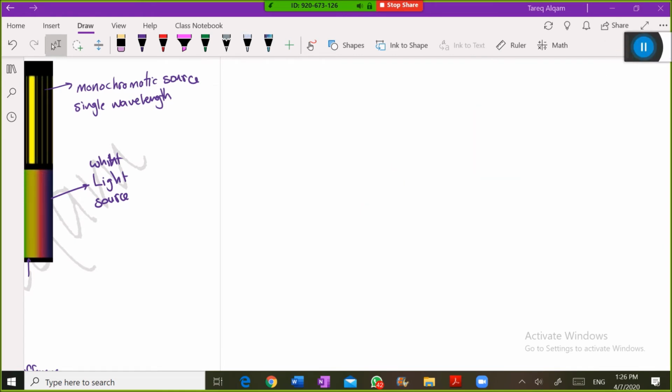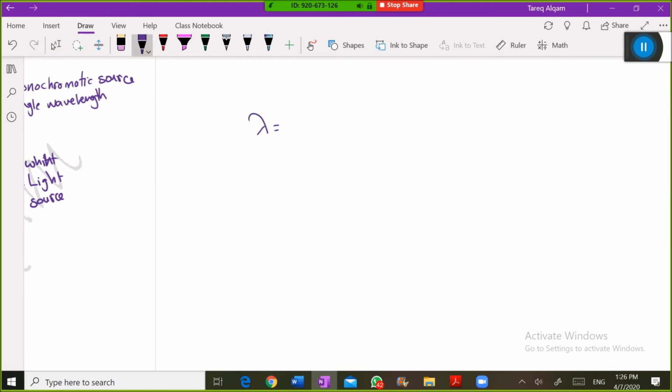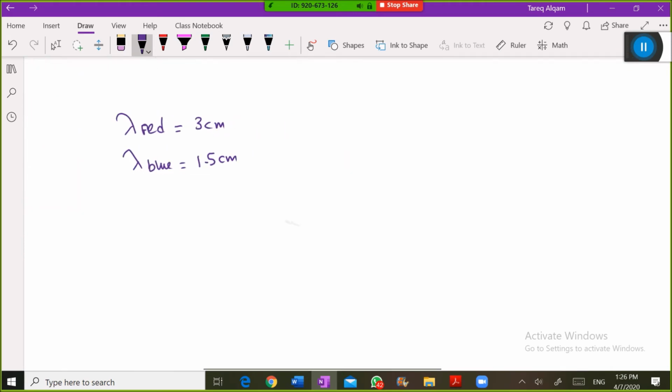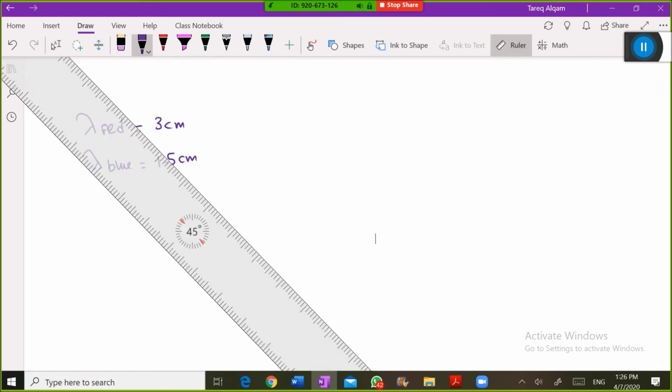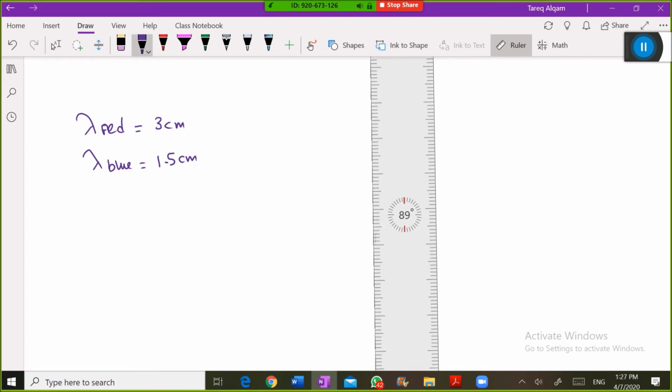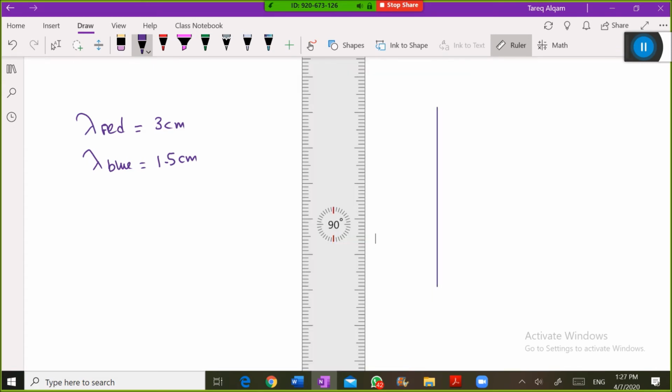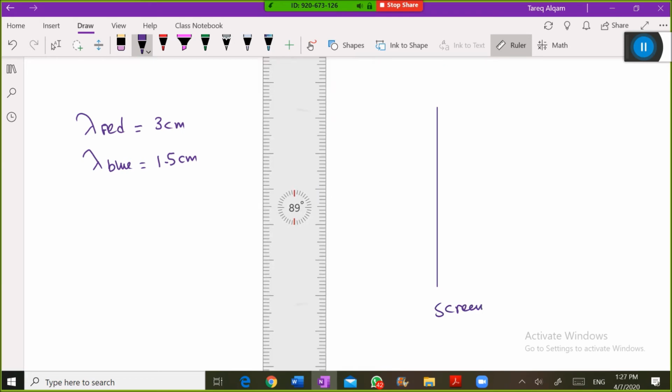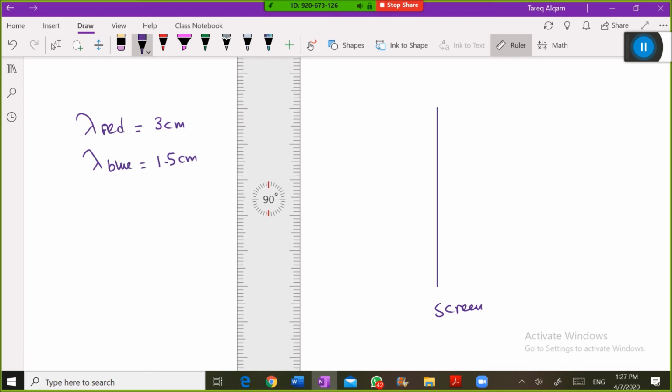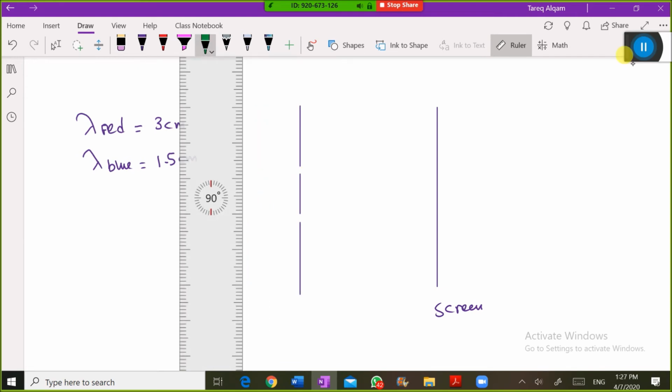Let's say, roughly speaking, and of course this is wrong, the wavelength for the red is 3 centimeters, and the wavelength for the blue is 1.5 centimeters. This is totally wrong, you know this, but I want to show you something. This is a screen. Here I have to draw two slits, slit 1, slit 2, and here the source of light, laser, whatever.